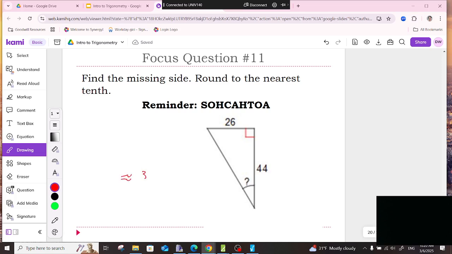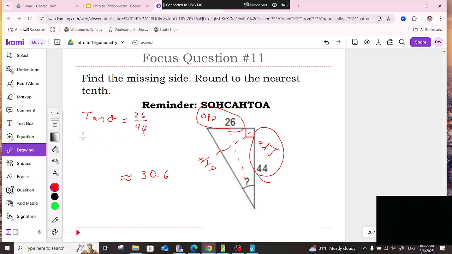Okay, the next one, we got 30 points, 30.6. And the reason is, here's the degree, opposite, hypotenuse, adjacent. So you have to use tangent again. Tangent theta is equal to 26 over 44. So you use your second key to get the inverse. So tangent's inverse 26 divided by 44, and that will get you 30.6.